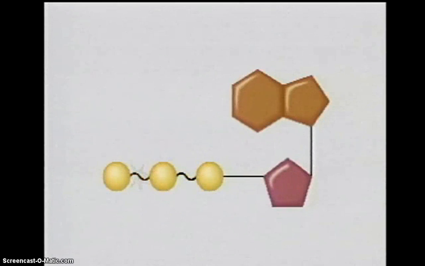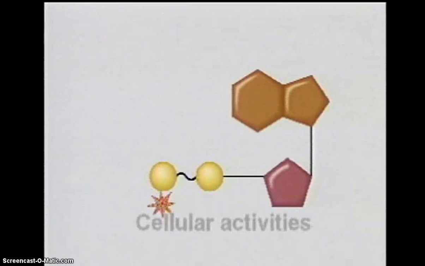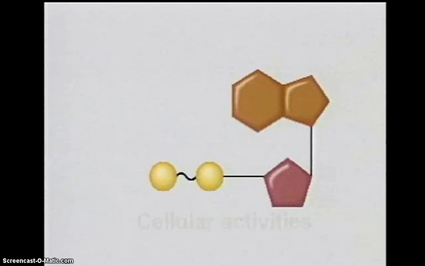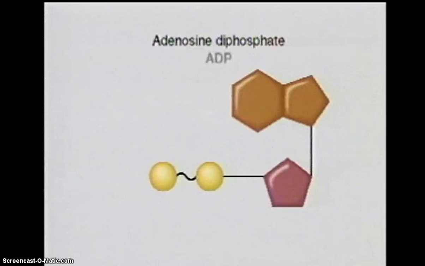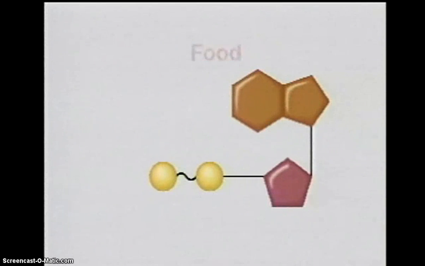Breaking the first high-energy bond in ATP releases energy and a free phosphate. This energy is used to power cellular activities. Adenosine, with only two attached phosphate groups, is called adenosine diphosphate, or ADP. Energy from the breakdown of food is used to change the ADP to an ATP.